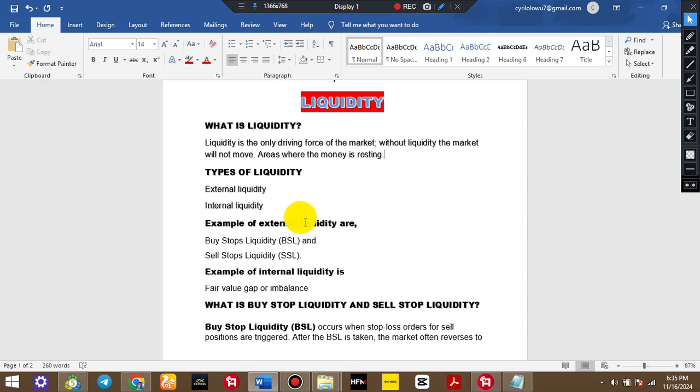We have two major types of liquidity, but in some other books you must have read or some other videos you must have watched, they only told you they have buy side and sell side.